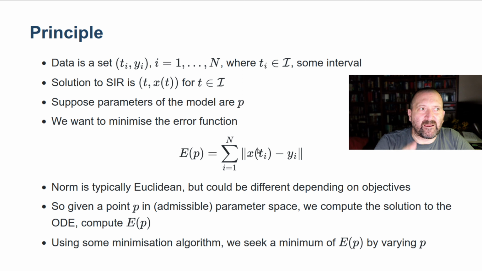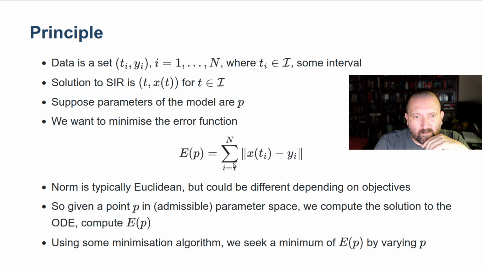So x of ti is the value of the solution to the SIR model at time ti, for which we have the data points, and yi are the values of whatever we're comparing at the same times. The norm that we use is typically the Euclidean norm, but it could be different. I mean, you could think of, for example, you might want to minimize the error in terms of the maximum difference between x of ti and yi.